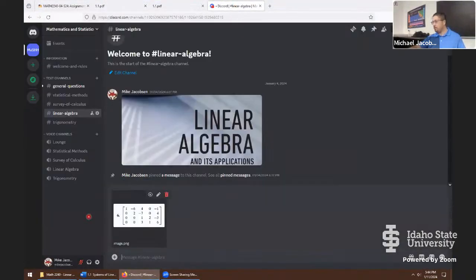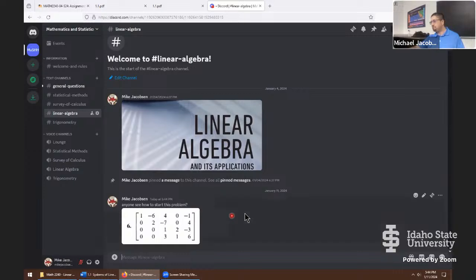You could paste it down here with a Control V, and you might write something like, anyone see how to start this problem? And that kicks off the Discord server. Really, this is expected that mainly students would be posting questions and helping each other out. But I'll try to come into the server and help out as well, checking it periodically throughout the week. So everyone's welcome to play around in here.